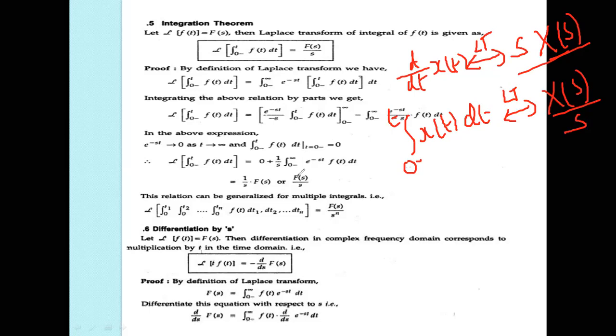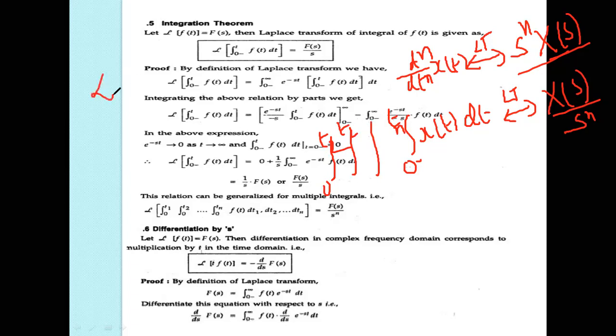If it is the nth derivative, it is s power n times X of s. And if it is an integral applied n times, from 0 to t1, t2, up to tn, it becomes X of s by s power n. Up to this, in the last class, we already discussed five properties.